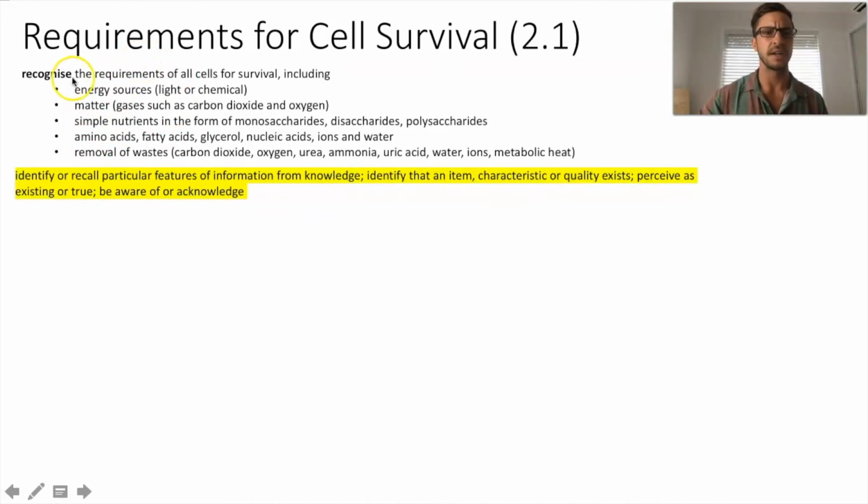So what does recognize mean? It's quite a lower level cognitive verb, but it does require us being able to recall features. So let's get into it. The first one we see is energy. All cells require some form of energy. That is to grow, to reproduce, to move, and to carry out the maintenance and repairs needed for survival.